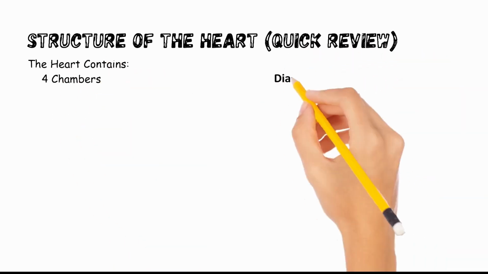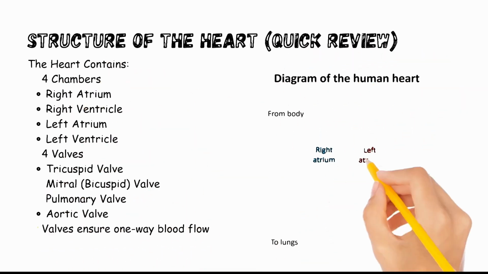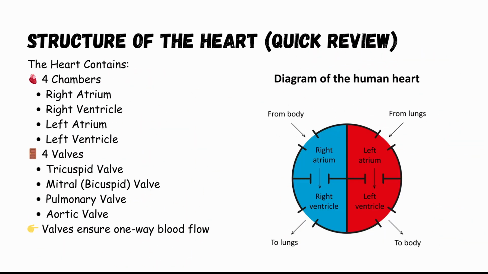Before understanding the cardiac cycle, let us quickly revise the structure of the heart. The heart has 4 chambers: right atrium, right ventricle, left atrium, left ventricle. The atria receive blood, and the ventricles pump blood out of the heart. There are also 4 valves: tricuspid valve, mitral valve, pulmonary valve, aortic valve. These valves ensure that blood flows only in one direction and prevents backflow. Valve movement is very important in understanding the cardiac cycle.